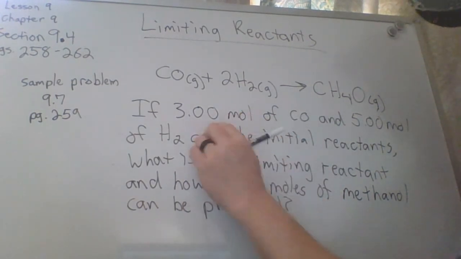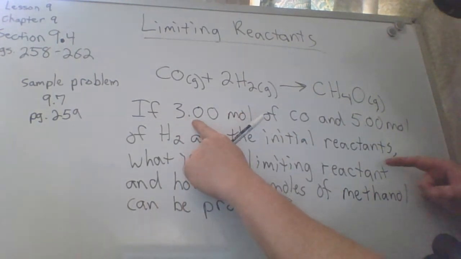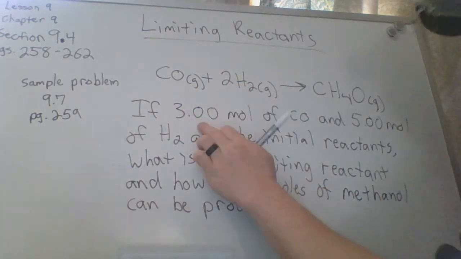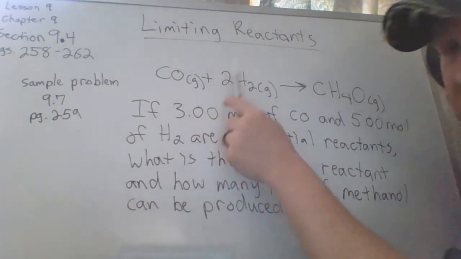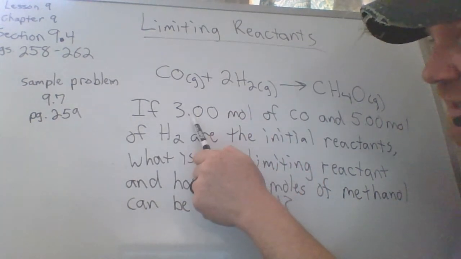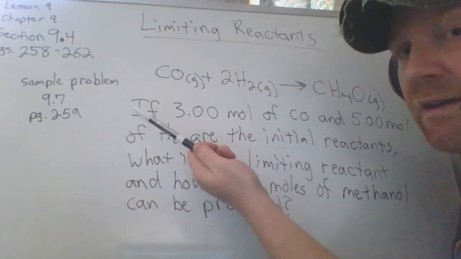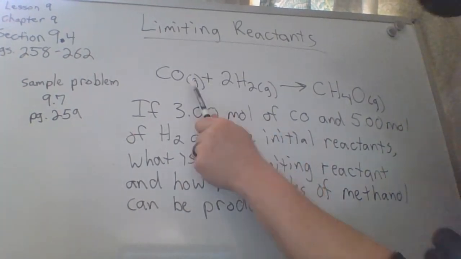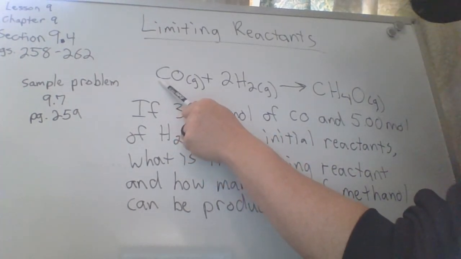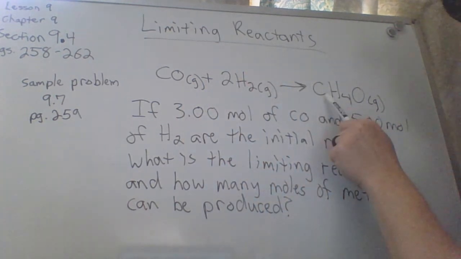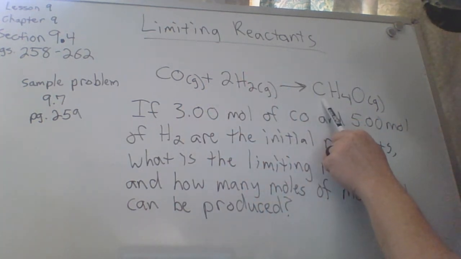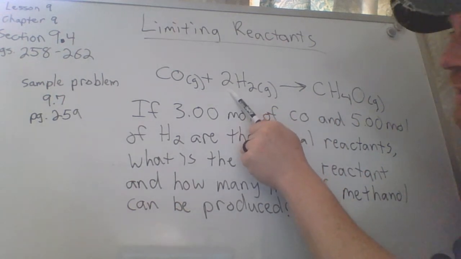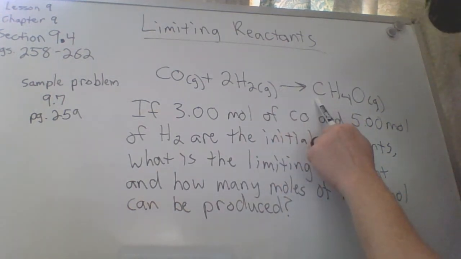First off, you might be thinking, well, wait a minute. If I have 3 moles of this, and 5 moles of this, 3 is less than 5, so this must be the limiting reactant. This must be the chemical that runs out first. Not so fast. Think about mole to mole ratios. For every 1 mole of CO, we could produce 1 mole of methanol, CH4O. But for this right here, for every 2 moles of hydrogen gas, we only get 1.